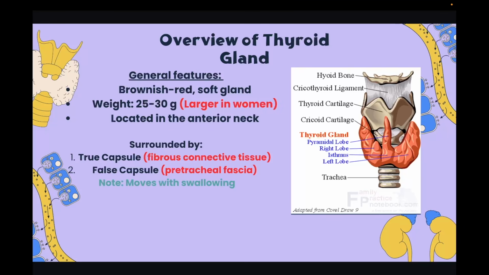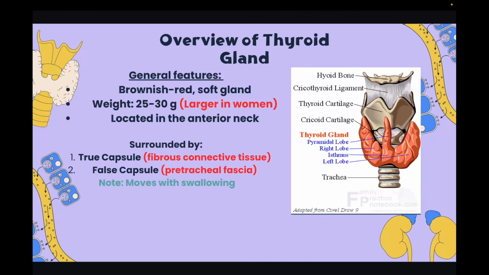You could think of it like the pericardium of the heart, as we had the parietal layer and the visceral layer, the visceral layer being in contact with the heart and the parietal layer being in contact with the structures around the heart. However, the difference is they're not continuous with each other. The true capsule and the false capsule are one layer of each. I also wrote here, it moves with swallowing.